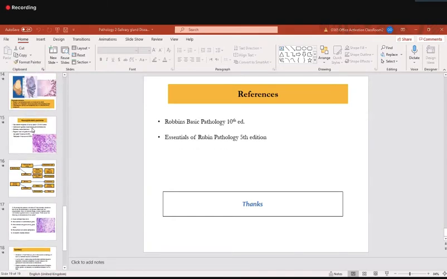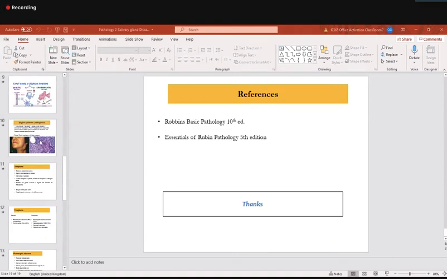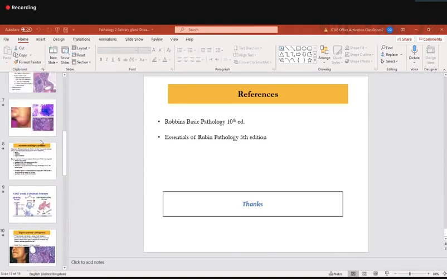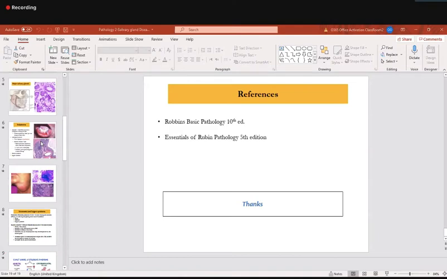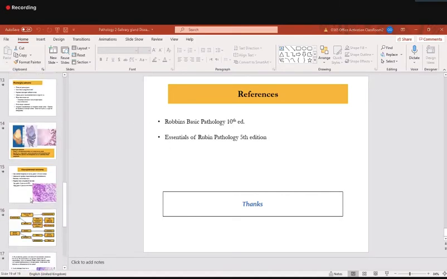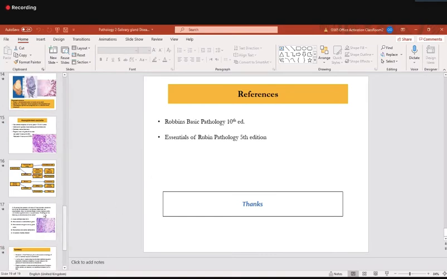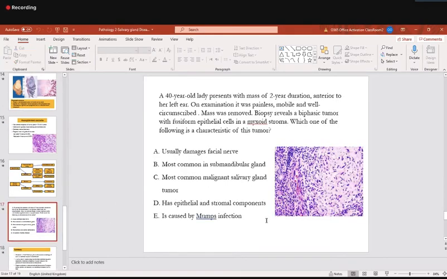What is the arrow pointing towards? I don't know where is the arrow. Where is the arrow? In which slide? What do you mean by arrow? Slide 17. Let me see what is slide 17. Slide 17 is arrow. Where is the arrow? Is there any arrow? I don't see any arrow. Slides of sialadenitis.